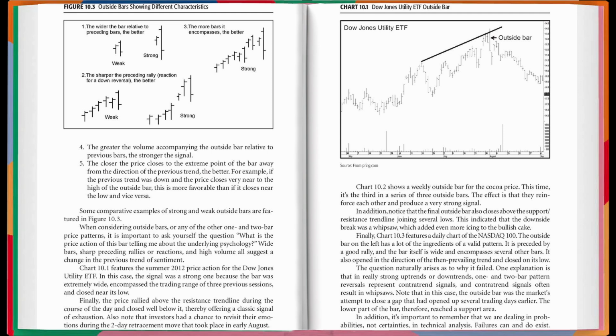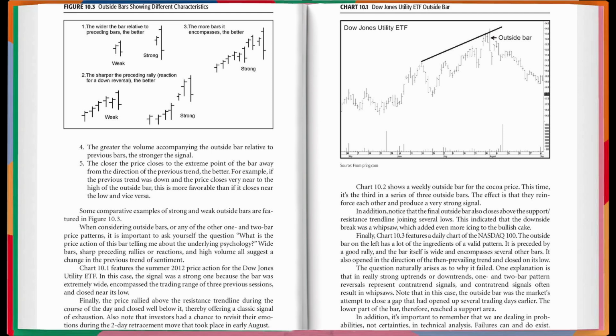Finally, Chart 10.3 features a daily chart of the Nasdaq 100. The outside bar on the left has a lot of the ingredients of a valid pattern. It is preceded by a good rally, and the bar itself is wide and encompasses several other bars. It also opened in the direction of the then prevailing trend and closed on its low. The question naturally arises as to why it failed. One explanation is that in really strong uptrends or downtrends, 1 and 2 bar pattern reversals represent contra-trend signals, and contra-trend signals often result in whipsaws. Note that in this case, the outside bar was the market's attempt to close a gap that had opened up several trading days earlier.